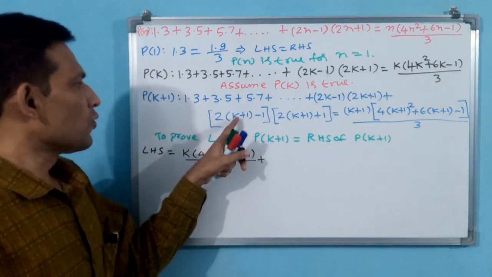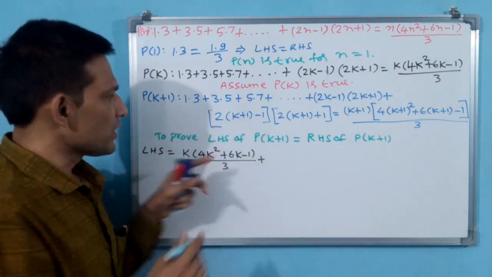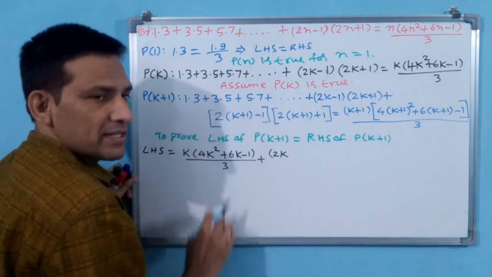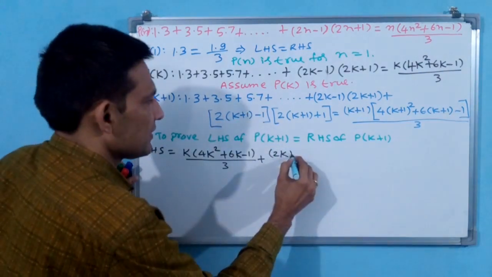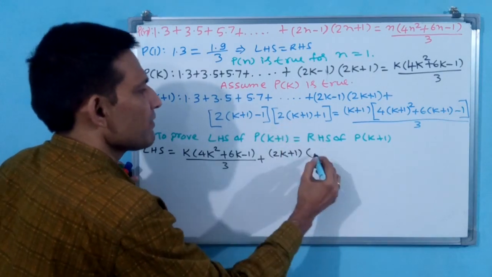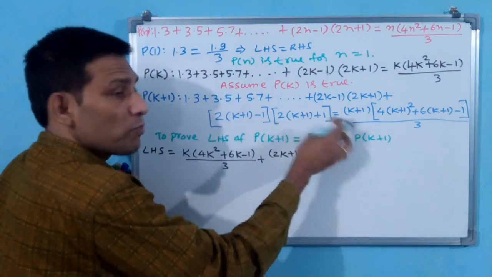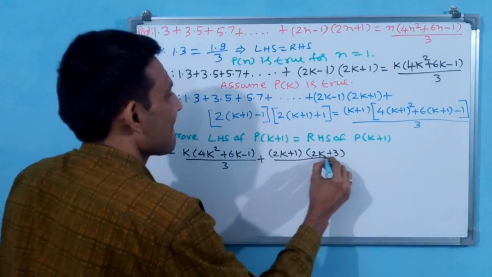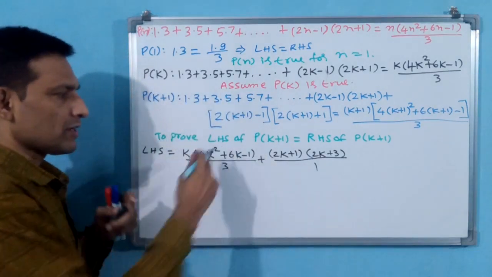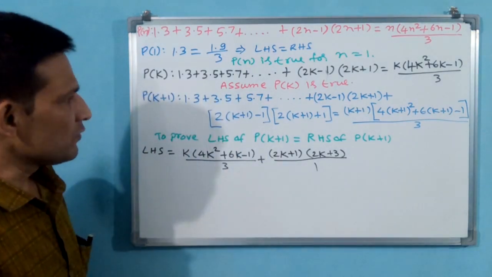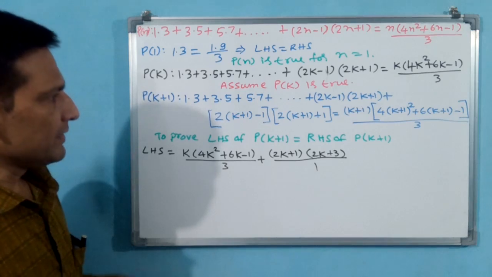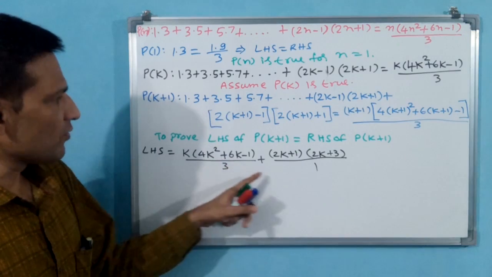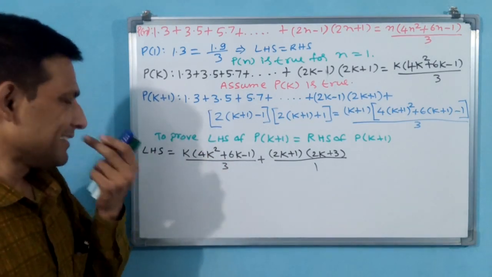This one, while taking, you simplify. You see, 2k plus 2 minus 1, that means 2k will come, 2k plus 2 minus 1 plus 1. Here also 2k will come: 2k plus 2 plus 1 plus 3. Put 1, because cross multiplication you have to do. Now you send this k inside.